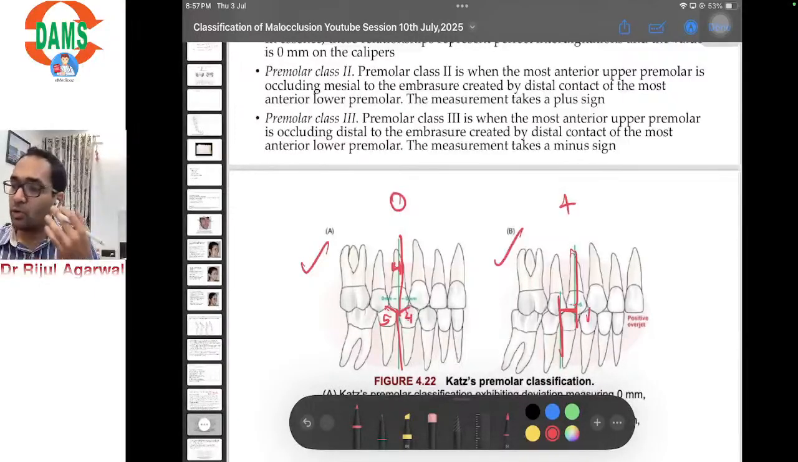In fact, Angle or no one has classified this edge to edge malocclusion relationship. There is no class 4 or type 4 classification in which the molar relationships are edge to edge in any of the classification systems till now. This edge to edge relationship came up in our English language, you can say, but in orthodontic literature or studies, no one has described it as an edge to edge relationship till now. So in the exam, you have to look at these lines. They will always and always draw these lines if they ask you about the Katz premolar classification system.